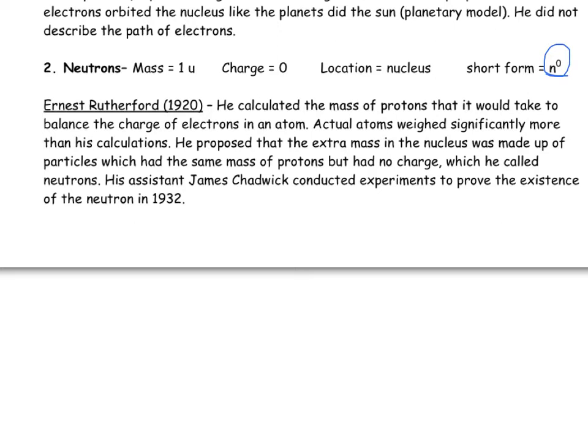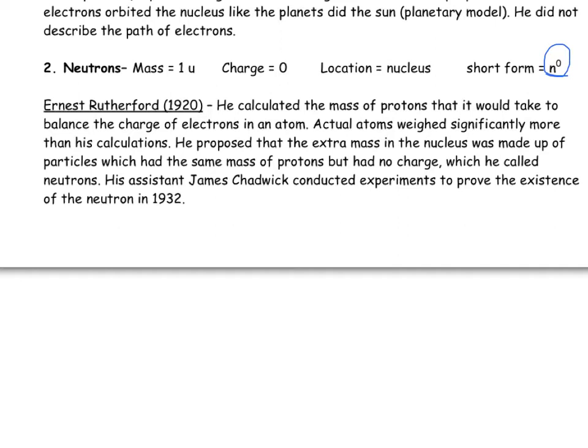This happened in 1920. What he did was he figured out what mass of protons it would take to balance the negative charge of the electrons in atoms of different elements. And then he compared his mass of those elements to the real atoms. And he noticed that in real life, those elements weighed significantly more than his calculations did.